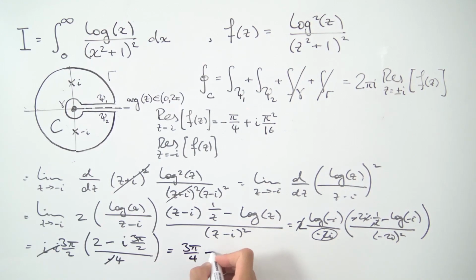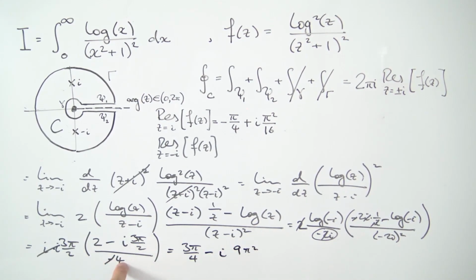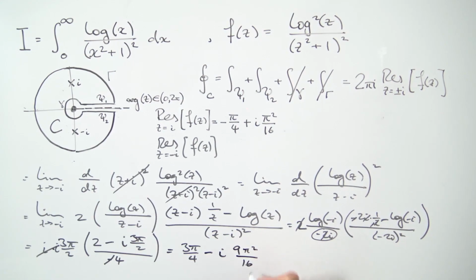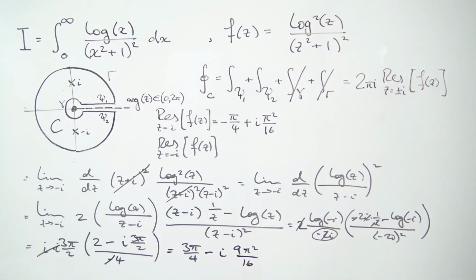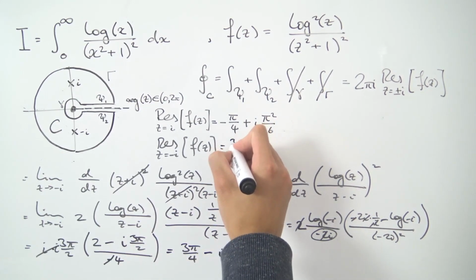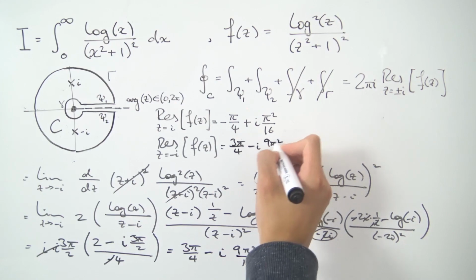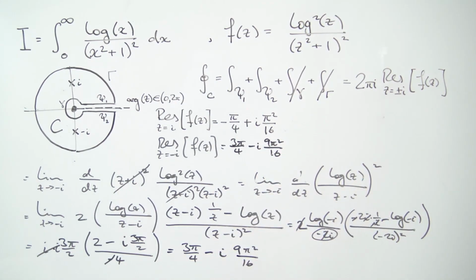Then we have minus i, then we have 3 and 3, that's going to be 9, pi and pi, that's going to be pi squared, 2 times 4 times 2, that's going to be 16. So that's going to be the residue at z equals minus i. So overall, this is 3 pi over 4 minus i 9 pi squared over 16.